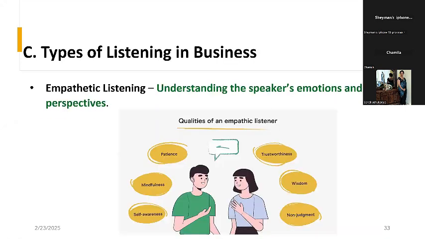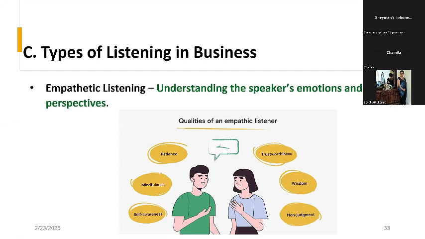Okay. The next one is empathetic listening. In the word itself, it has patience, mindfulness, self-awareness, and trustworthiness. That means you get into the same boots of the speaker. You go into the level of the speaker's emotions, and then you should understand the speaker. When you're going to listen, it's very important.